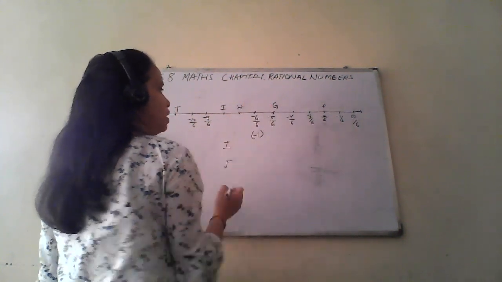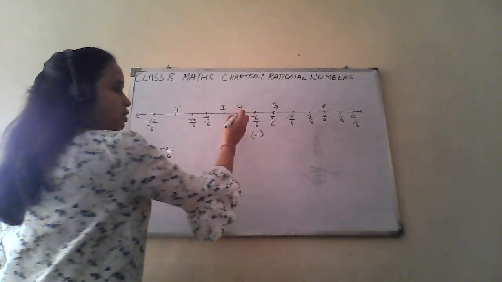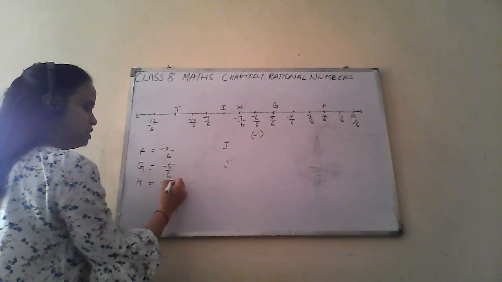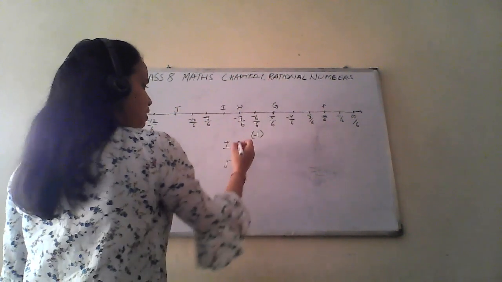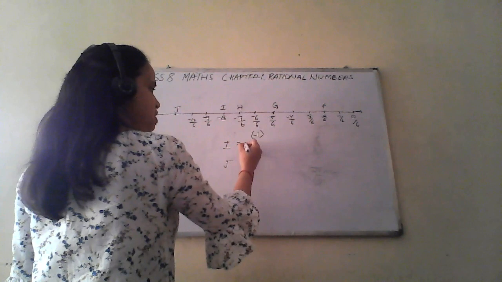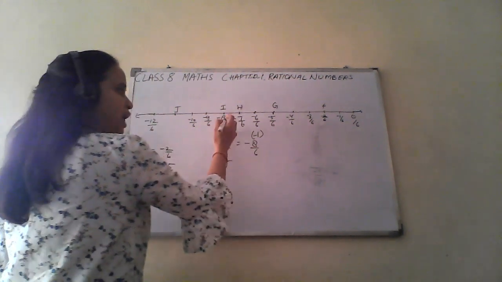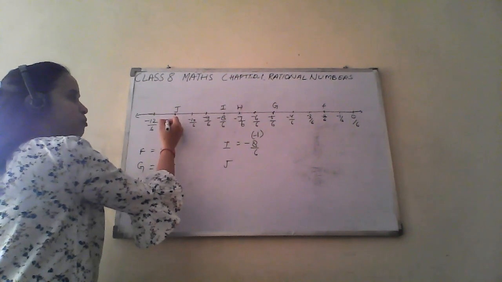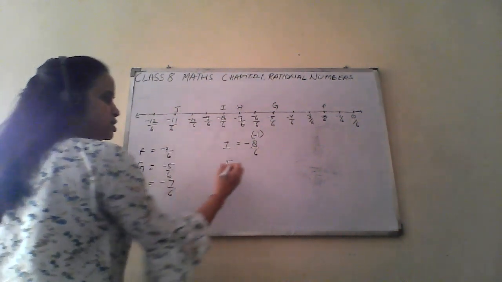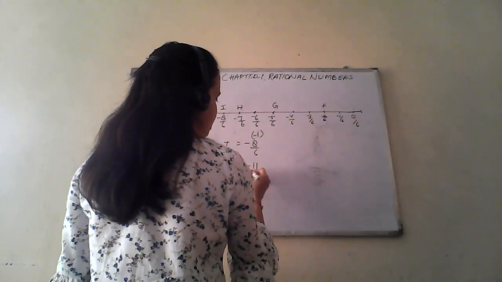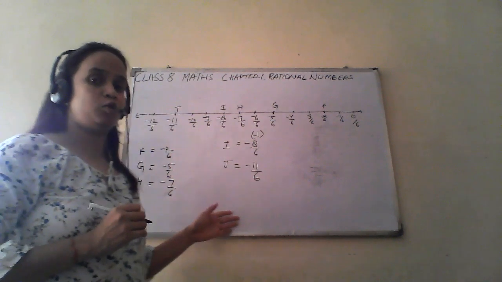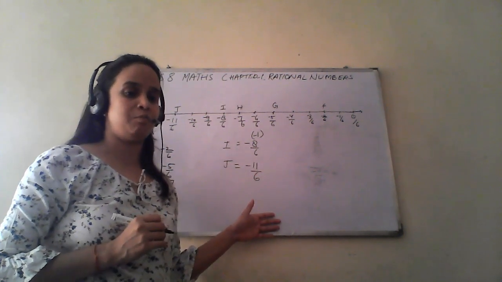This is minus 1. Then what will H be? It will be minus 7 by 6. Then I will be minus 8 by 6. There we have minus 9 by 6, minus 10 by 6. What will J be? Minus 11 by 6. I hope it will be clear to you all how we have to plot positive or negative rational numbers on the number line.